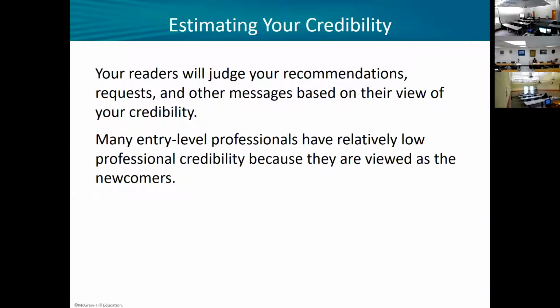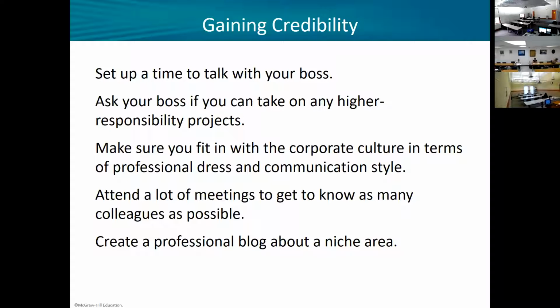So entry-level professionals have low credibility because they're newcomers on the situation. So you have to realize that you're not going to always be accepted as being a credible source until you do have some experience under your belt. So one of your goals as a professional in business, once you get out and have a job, is to try to gain some of this credibility.